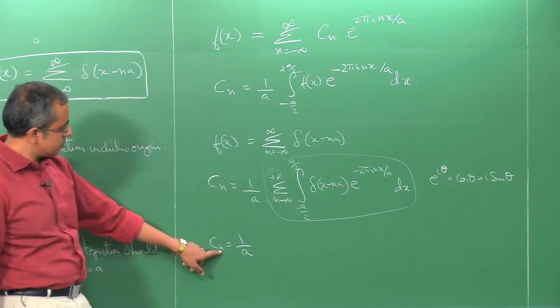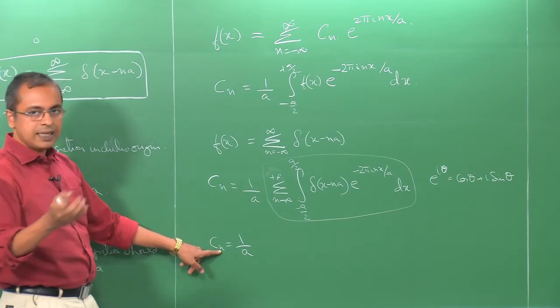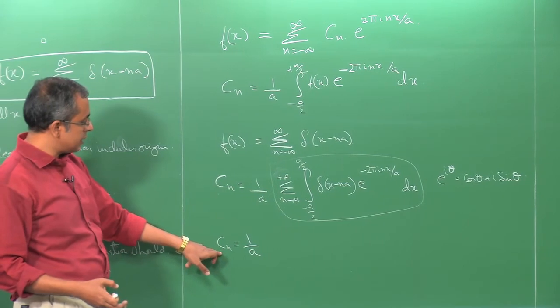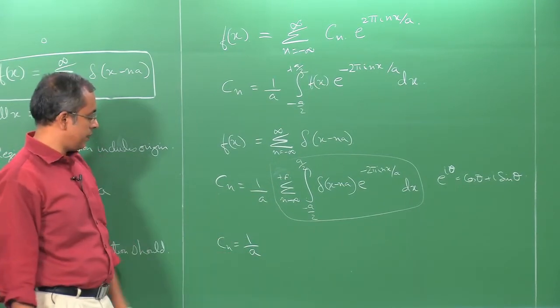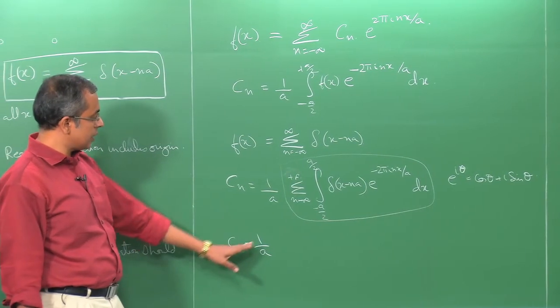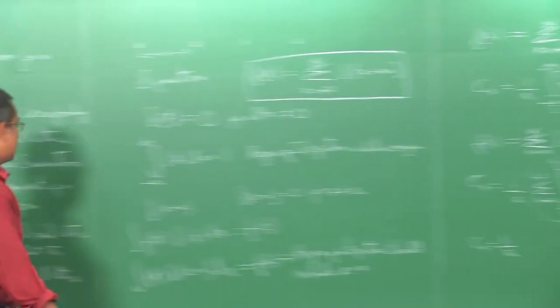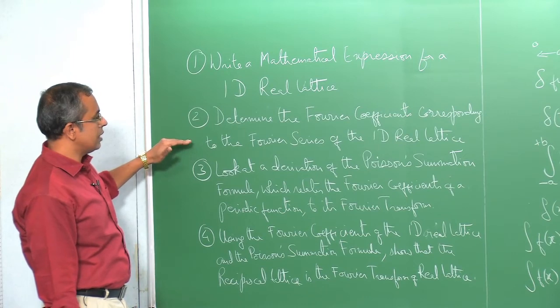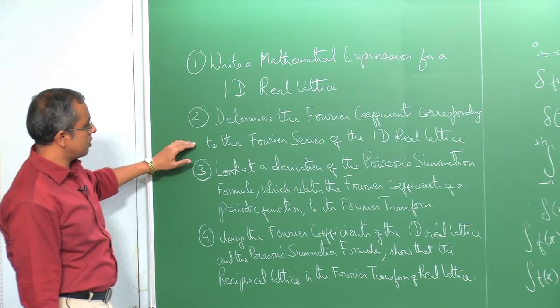So, you see here C subscript n. This is a Fourier coefficient. It could be C1, C2, C3 etc., from minus infinity to plus infinity. So, you have a lot of terms here. All the terms will evaluate to 1 by a. That is the point that we need to know, regardless of the value of n. So, we have now done the second step of our derivation. We wrote the mathematical expression for the 1D real lattice, and we have written the Fourier coefficients corresponding to the Fourier series of the 1D real lattice.